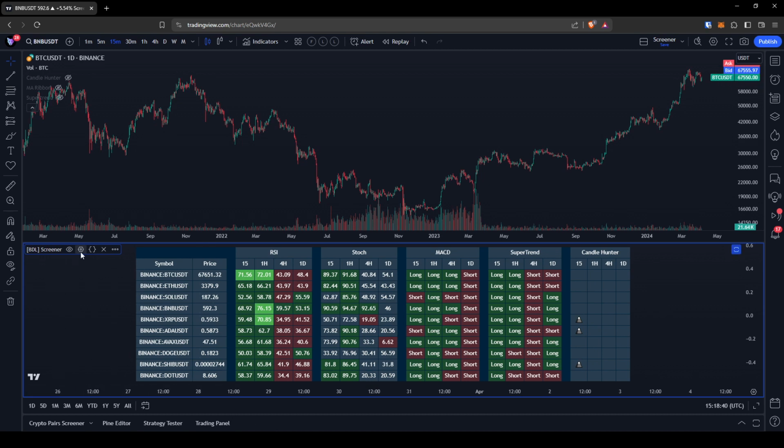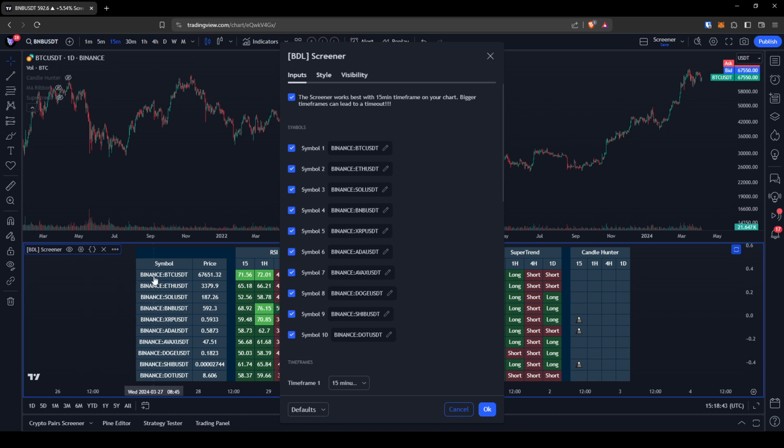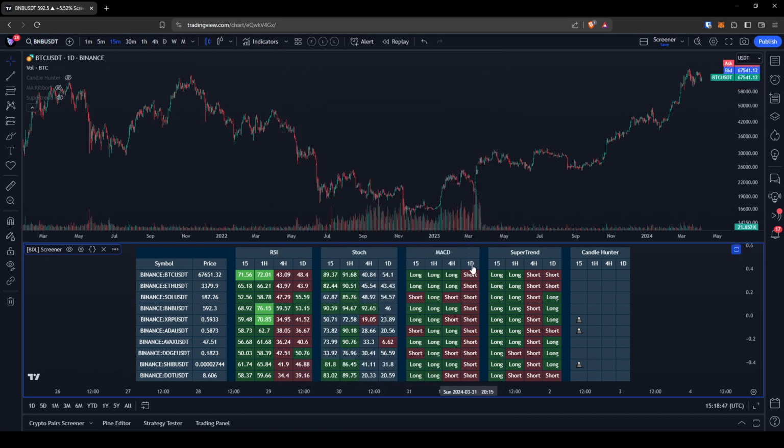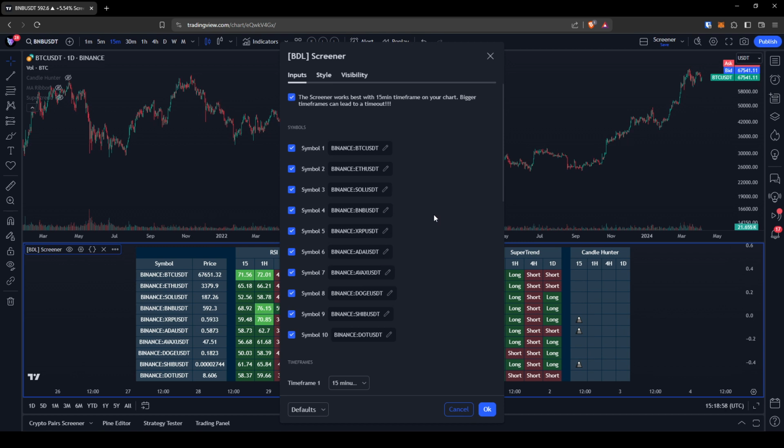Let's go straight to the menu. As you see, we have up to 10 coins and different indicators you can watch in parallel. On top, we have the Candle Hunter signals, just a couple of them, but the most important ones. So, here we go.